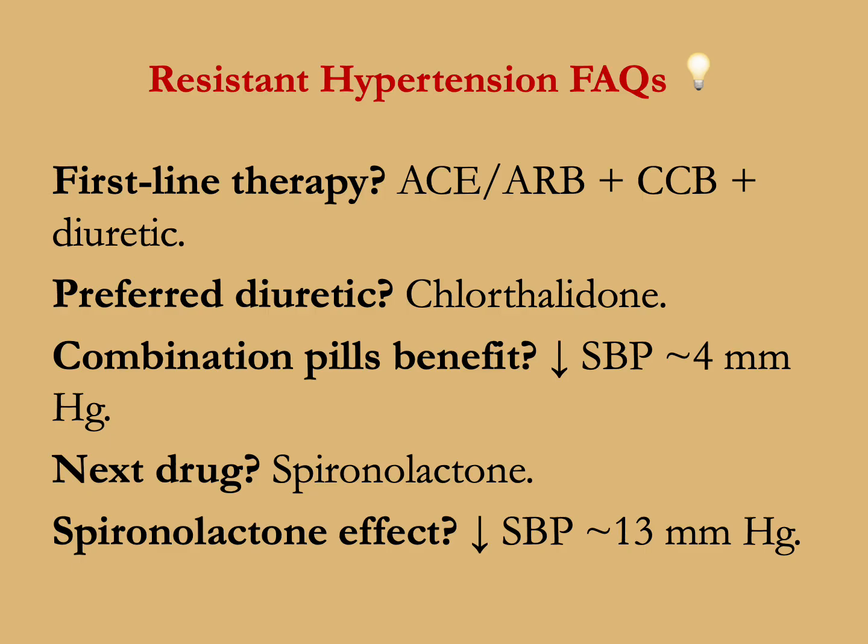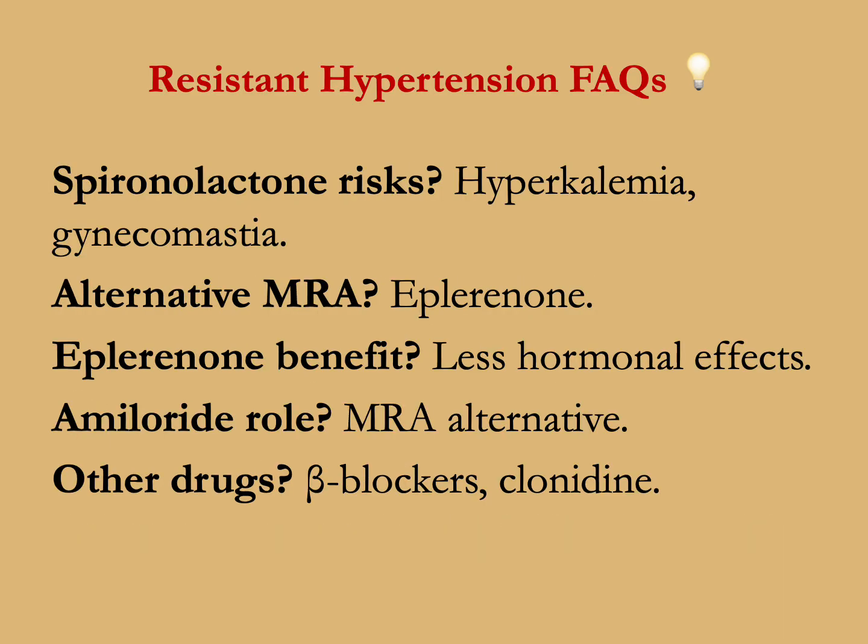The next drug, spironolactone. Spironolactone decreases systolic blood pressure by double digits, 13 millimeters of mercury. Spironolactone risks hyperkalemia and gynecomastia. Alternative mineralocorticoid receptor antagonist, eplerenone. The benefit is less hormonal effects. What about the role of amiloride? That's an alternative to MRA. Other drugs, beta blockers and clonidine. I prefer carvedilol, it's both an alpha and a beta blocker.